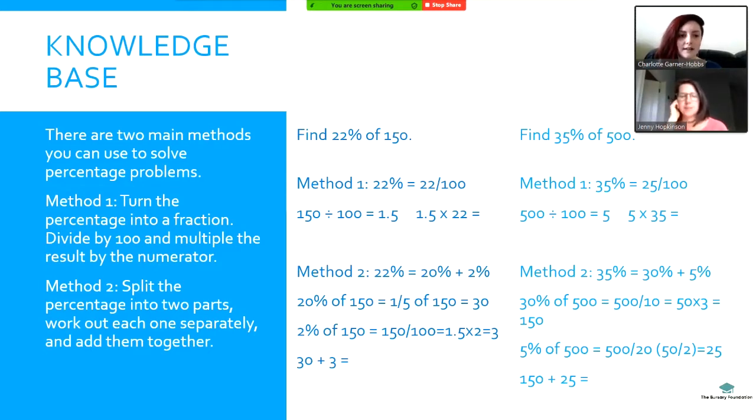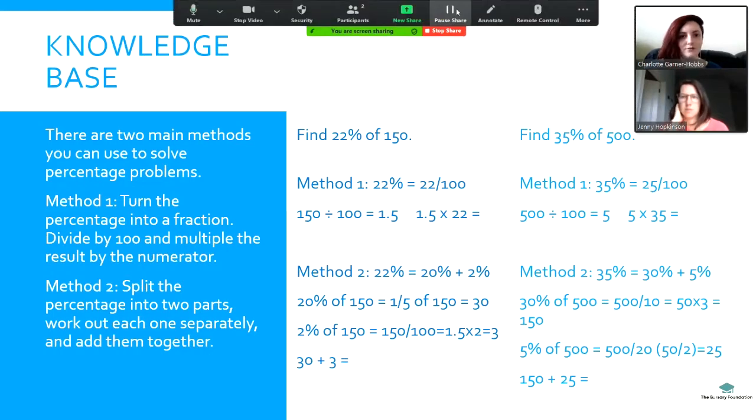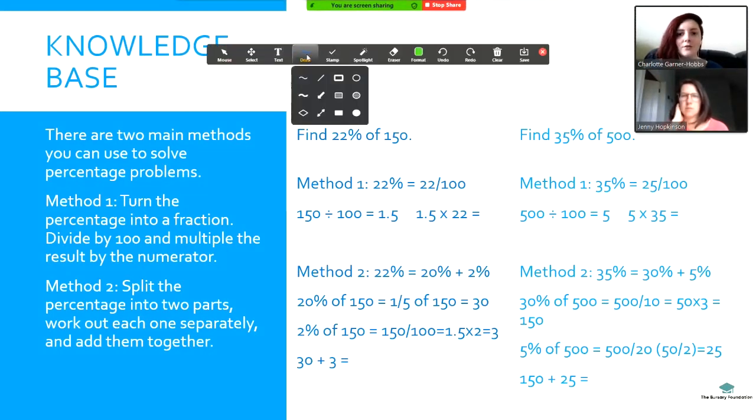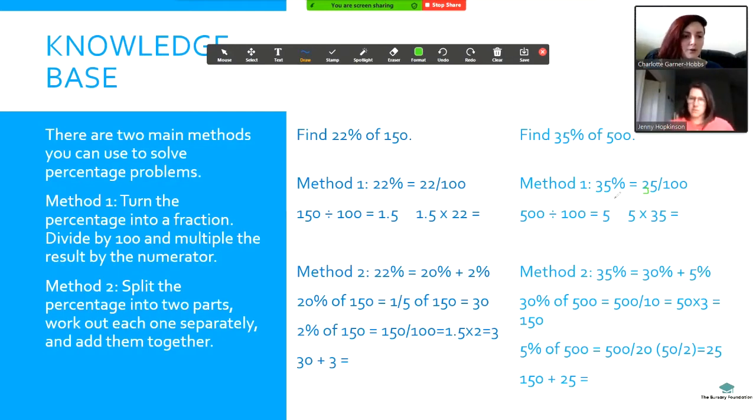Yeah, precisely. I can do the same thing over here. So for 35%, I'll divide by 30. Oops, sorry, I typed that wrong. I've just realized that should be 35 over 100. So for this one, we're going to do 35 over 100. Well, that's the same as saying 500 divided by 100 for 1%, and then 5 times 35 will get us the answer. So the pros and cons of this method is it's very, very reliable.